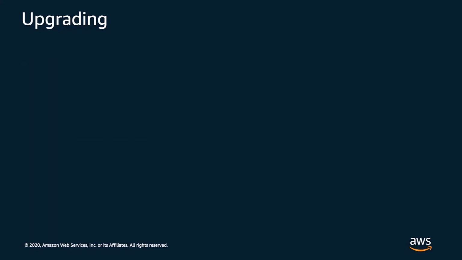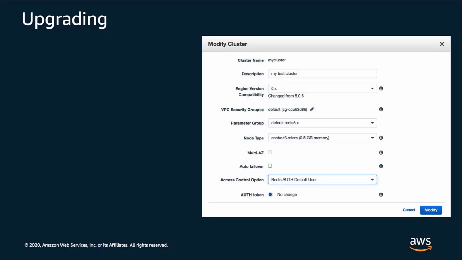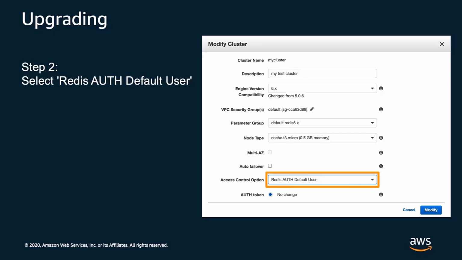Once you've selected Redis 6, you're going to see a new option called Access Control option. Make sure that's set to Redis Auth Default User. We need to upgrade the cluster to Redis 6 before we can enable the Access Control Lists option. And now you can click Modify.